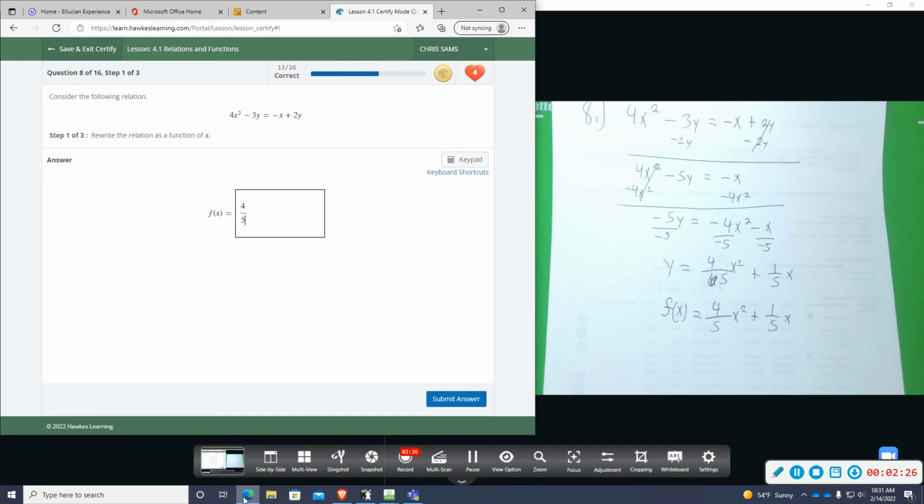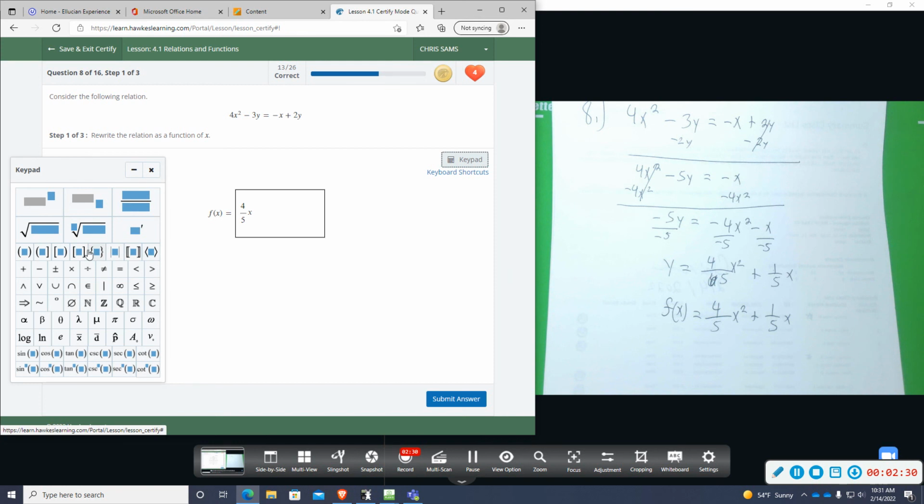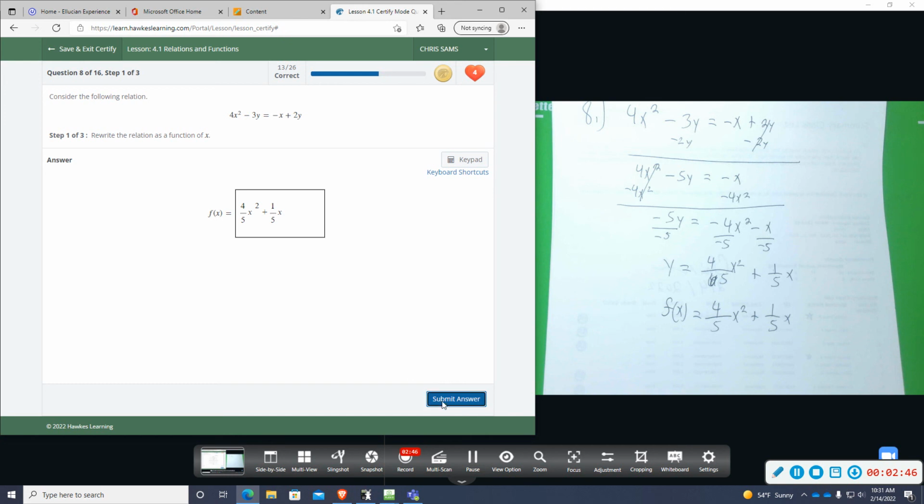f of x equals 4 over 5 x squared plus, I guess I have to do the division bar first, 1 over 5x. This should give us part 1.